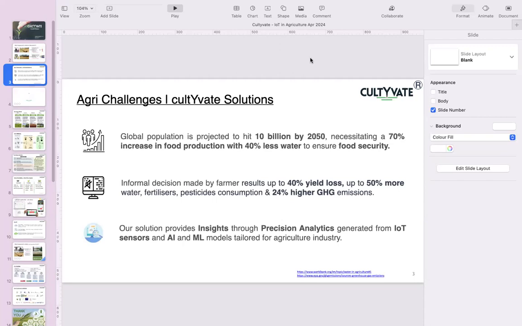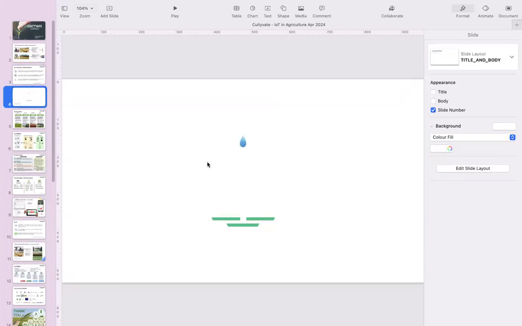Now, what does Cultivate do? Not only Cultivate, there are many companies. I'm just taking an example of Cultivate. We provide insight to farmers through precision analytics using a combination of IoT and artificial intelligence and machine learning. This helps the farmer get the right information at the right time so that they can make informed decisions. I'll play a small video that's going to help you understand what Cultivate's technology is and how technology can help the farmers.